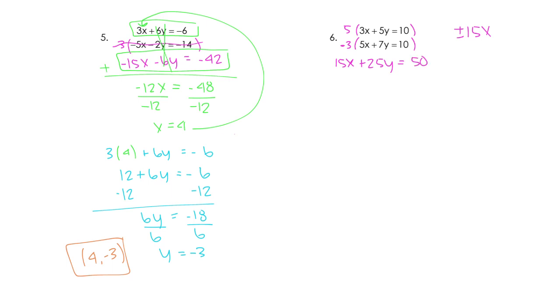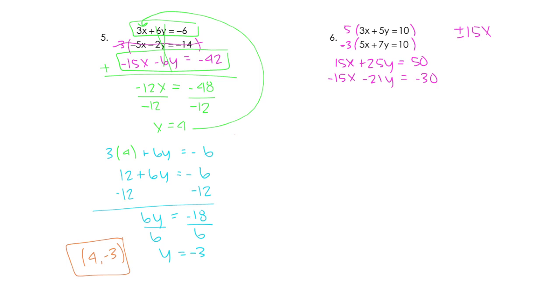A really common mistake that people make is they forget to multiply the 5 by whatever comes after the equal sign. Don't forget, you got to distribute to everything. Next, I'm going to go ahead and focus on distributing the negative 3 on the bottom. So negative 3 times 5x would give me that negative 15x that we talked about. Negative 3 times 7y would be negative 21y. And then negative 3 times 10 would be negative 30.